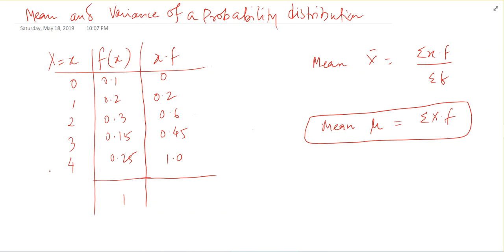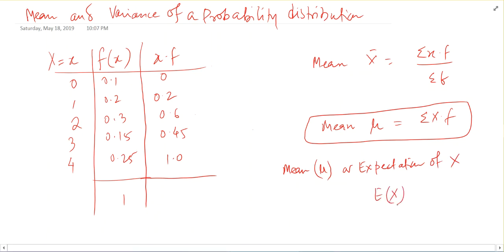Okay, your first preconceived answer will be that 0.3 is the highest probability, so 2 is the most probable value. But it's not so, because there are a few more values with close probabilities also. This one. Okay, so the expected value will come out using the formula, and that expected value is the mean itself. So the mean is not only the mean but also what we call mu, or expectation of x, that we write as E bracket capital X.